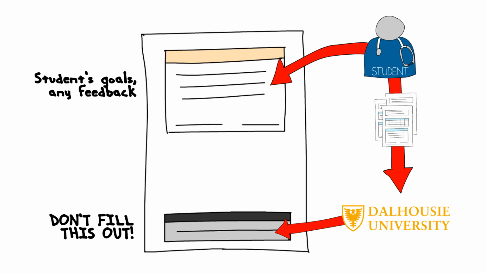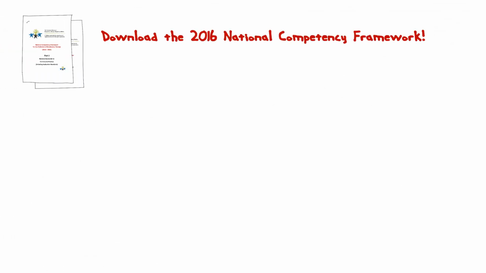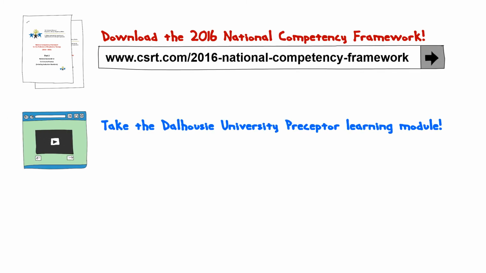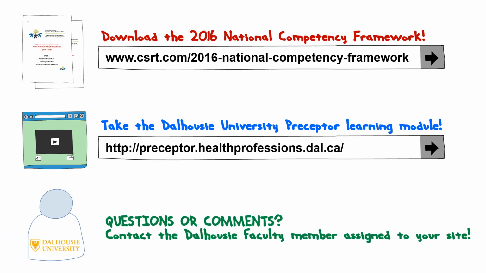Here are some resources you might find helpful. You can download the entire 2016 National Competency Framework on the CSRT website. Dalhousie University also offers an online learning module all about precepting health professionals. Finally, if you have any questions about the framework, the RT evaluation tools, or precepting in general, please contact the RT faculty member assigned to your site.